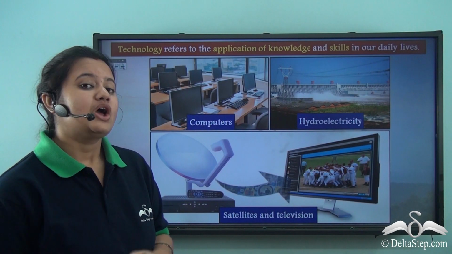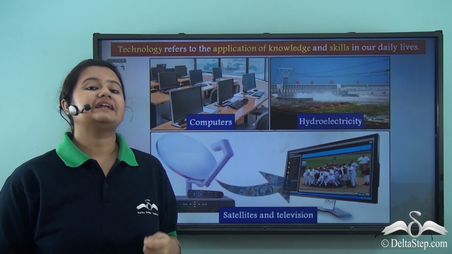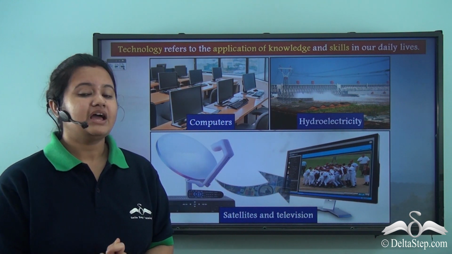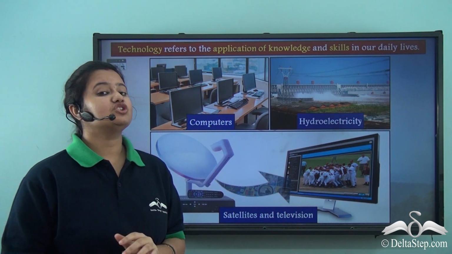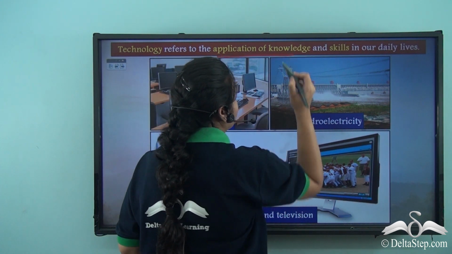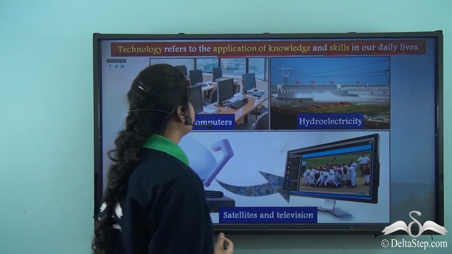So, moving on. We just learned that technology is the magical wand that can change any substance into a resource. Now, what is the true definition of technology? Well, technology refers to the application of knowledge and skills in our daily lives.